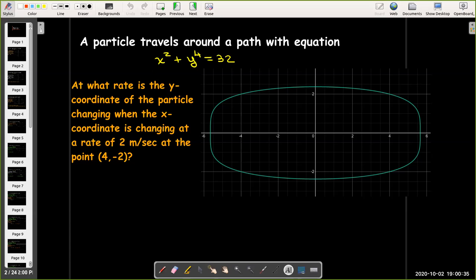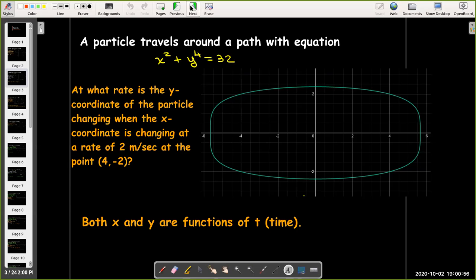So as the particle moves around the path, its x-coordinate and y-coordinate are changing, and we're told at a specific point how the x-coordinate is changing, and we'd like to calculate at what rate the y-coordinate is changing. So in this case, both x and y are functions of time. The word rate implies change with respect to time.